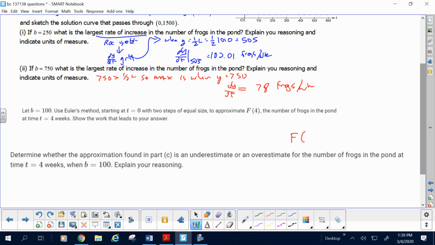F4 here, I have a mistake in my work. It was something like 280. Does that sound right? 290, what is it? Maybe. 288.535. And that was Euler with 2 steps, so hopefully you did that well.